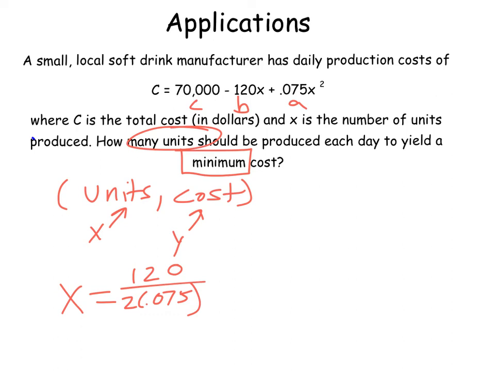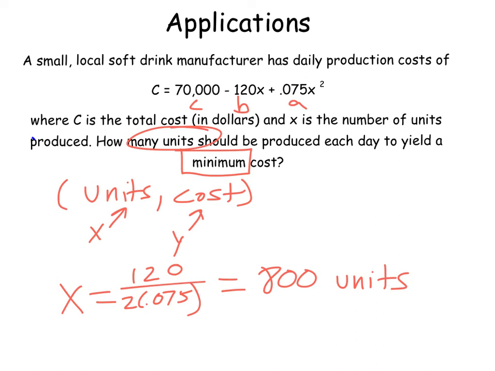2 times 0.075. Okay, negative b over 2a. Simplify that, and you would get 800 units, right? Now, I know this is also a vertex question, but the reason I put it in here is it does differ from the last one, is I would recognize, hey, this problem is asking me about the number of units to produce. I've got it, okay?